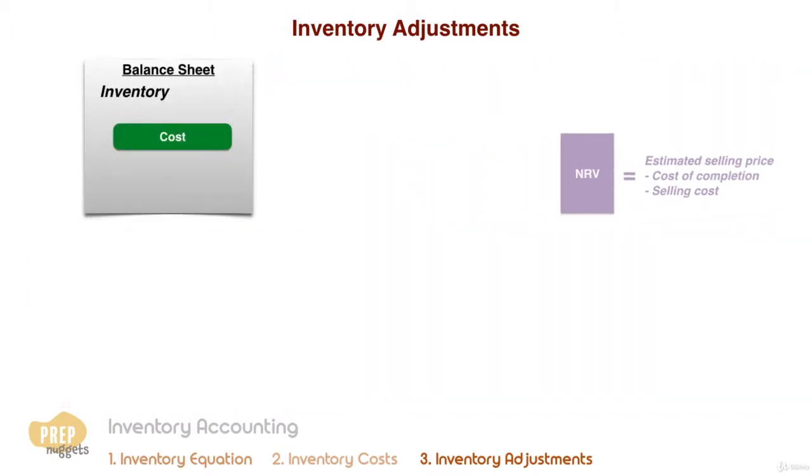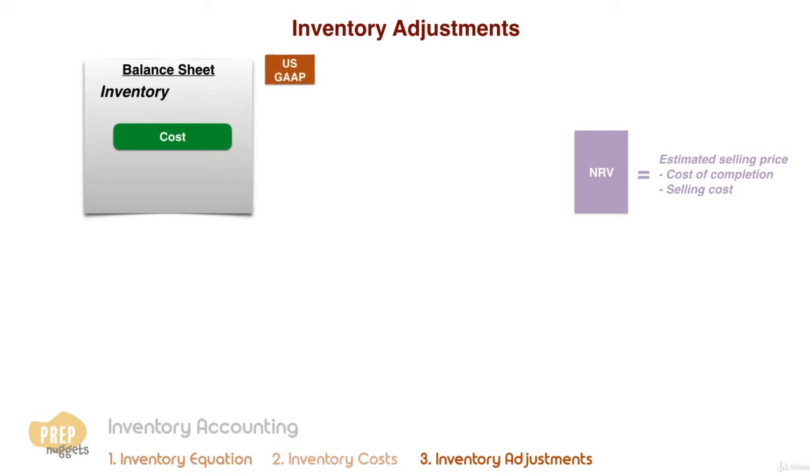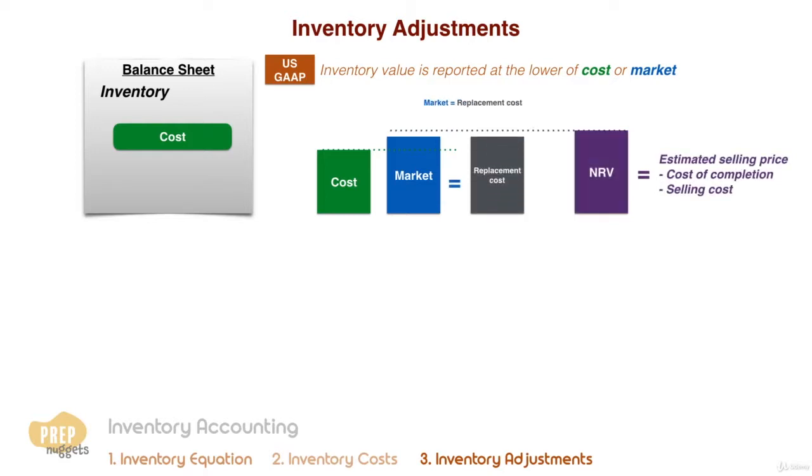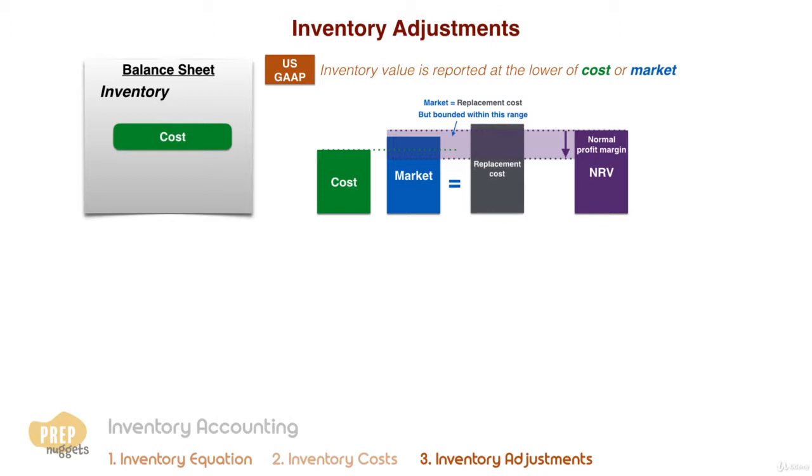Under US GAAP, inventory value is reported at the lower of cost or market. The market is equal to the replacement cost, but cannot exceed the net realizable value or be less than the net realizable value minus a normal profit margin. If the replacement cost exceeds the upper bound, then market is NRV. If the replacement cost is less than the lower bound, then market is the NRV less profit margin.